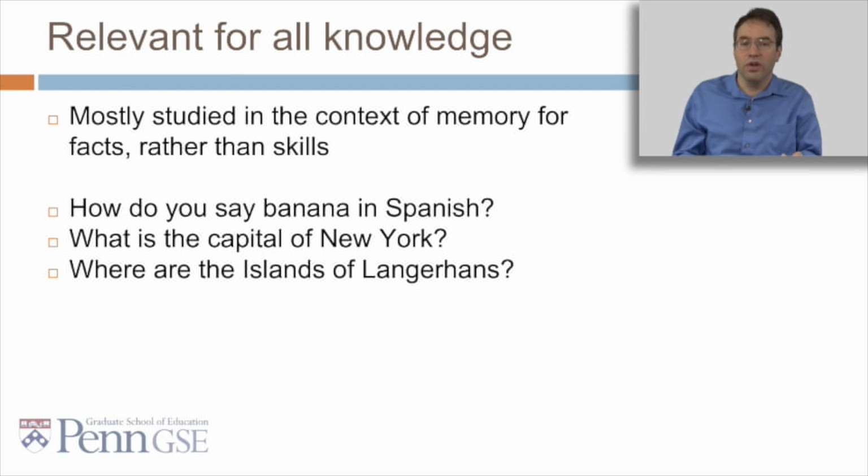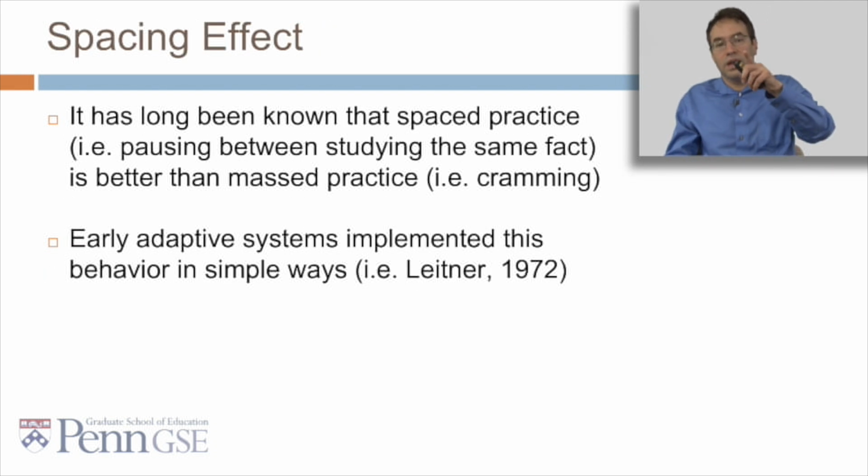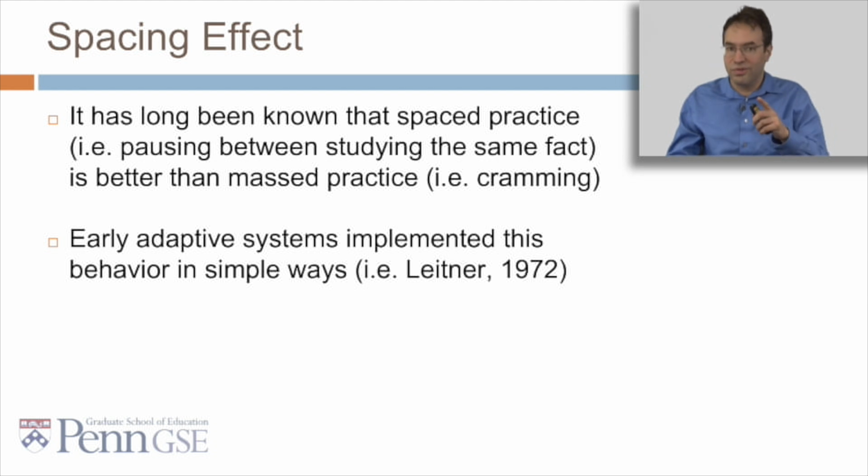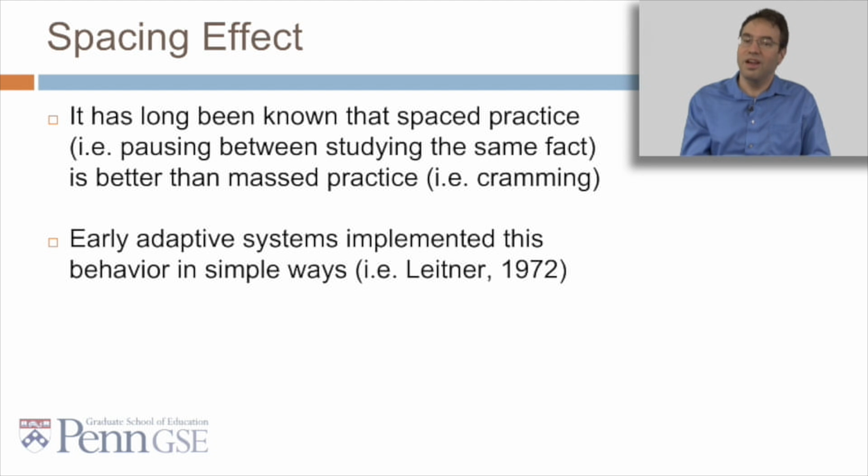This is relevant for all knowledge, but it's mostly been studied in the context of memory for facts rather than skills. Things like, how do you say banana in Spanish? Banana. What is the capital of New York? Albany. And where are the islands of Langerhans? Now, it's long been known that spaced practice, or in other words, pausing between studying the same fact, is better than mass practice, aka cramming for an exam. So if you're cramming for your exams in grad school, don't do that. Practice over time. Early adaptive systems, like Leitner's flashcards, implemented this behavior in simple ways.